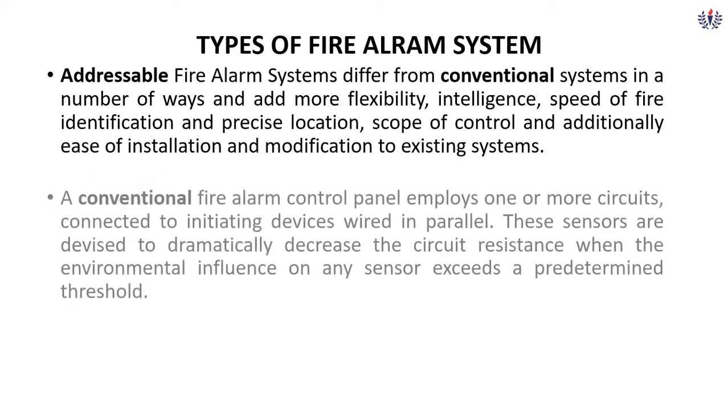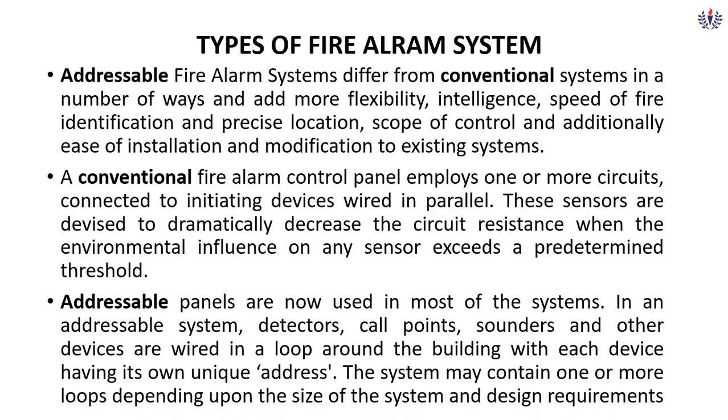So what are the types of fire alarm system? Fire alarm systems are generally classified as addressable fire alarm systems and conventional fire alarm systems. Addressable fire alarm systems differ from conventional fire alarm systems in a number of ways. They add more flexibility, intelligent speed of fire identification, precise location of the fire spot, scope of control, and additionally ease of installation and modification of existing systems.